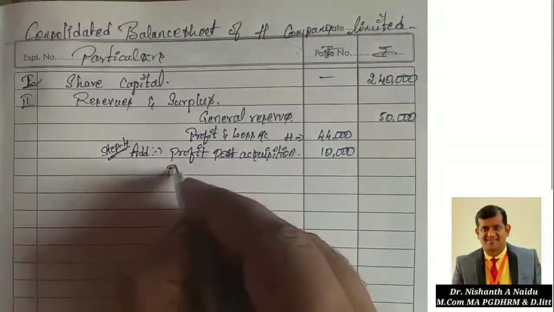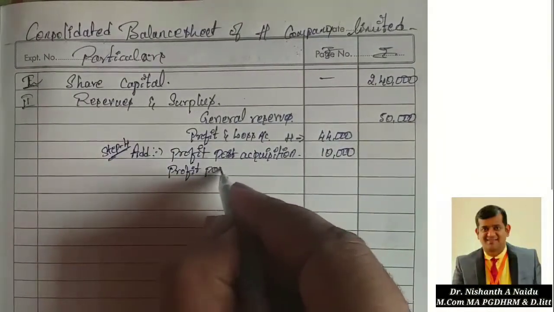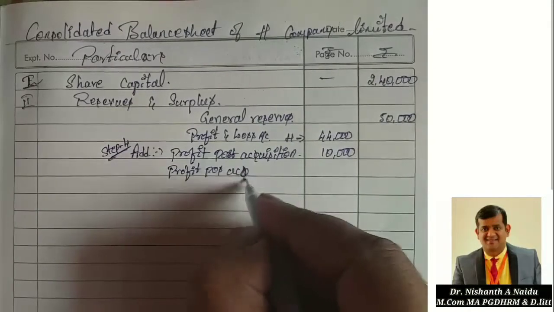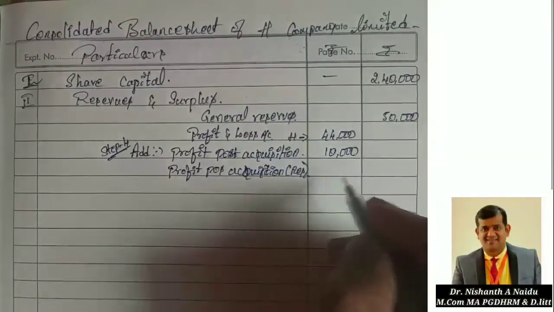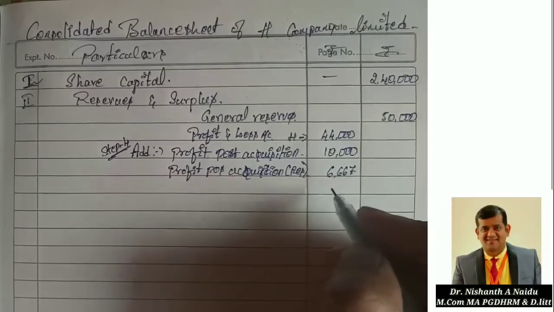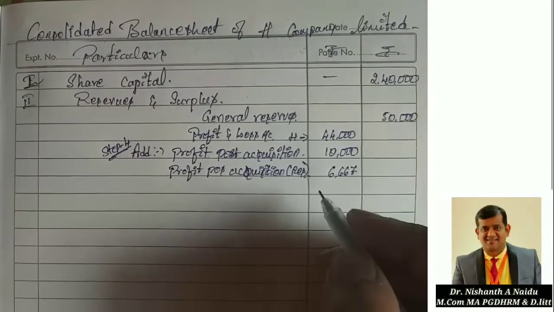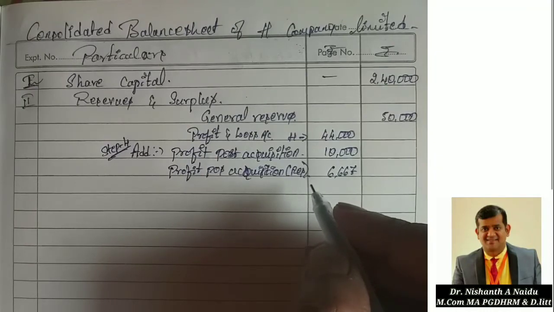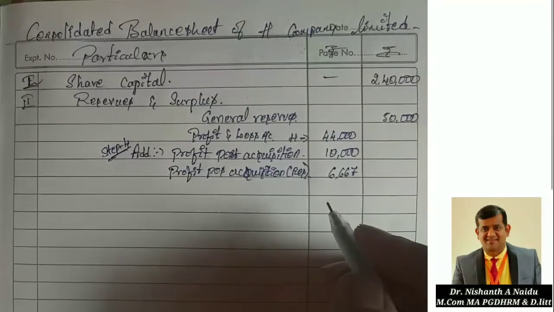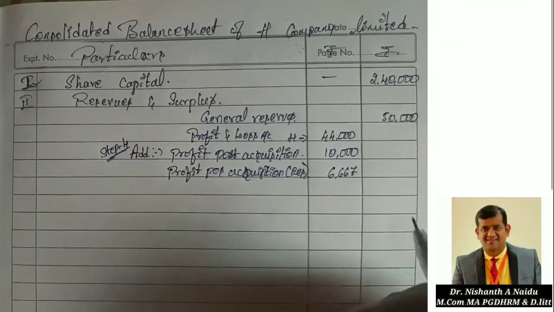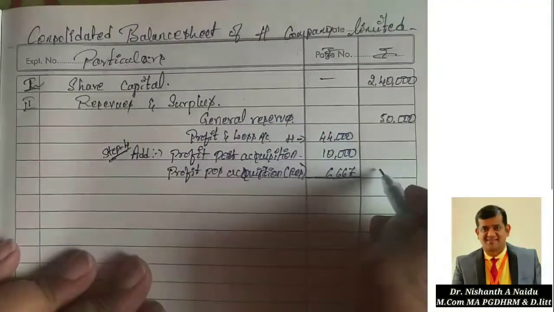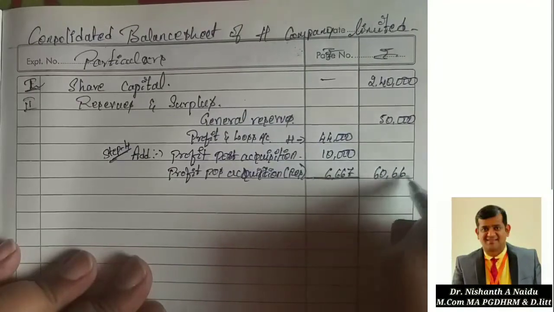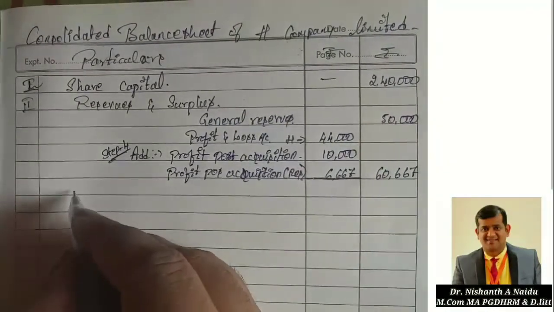From step number 4, again profit post acquisition. I got this profit from reserves, so I'm mentioning that so that you get clarity: 6,667. Clear? Or do you have any doubts? No, right? Fine. Then total it and put it in the outer column. If you total, use the calculator. That comes to 60,667 rupees.